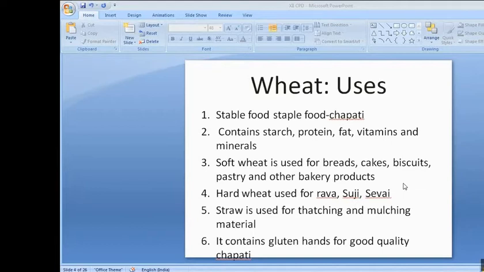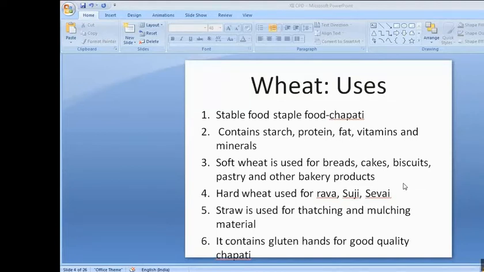Then hard wheat is used for making rava, what we call suji. It is used for consumption as upma and shira and so on. So there are two parts that can be separated from wheat flour: maida and rava. Then sevai and suji and so on. There are different local products made out of wheat.